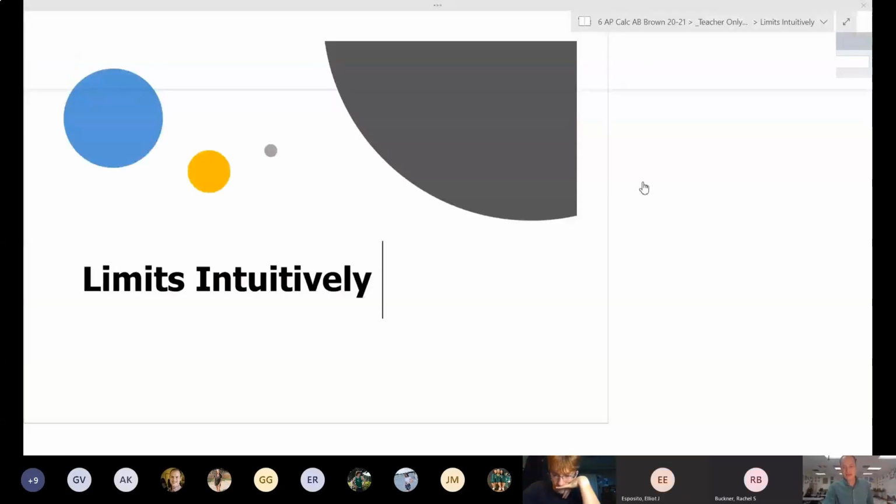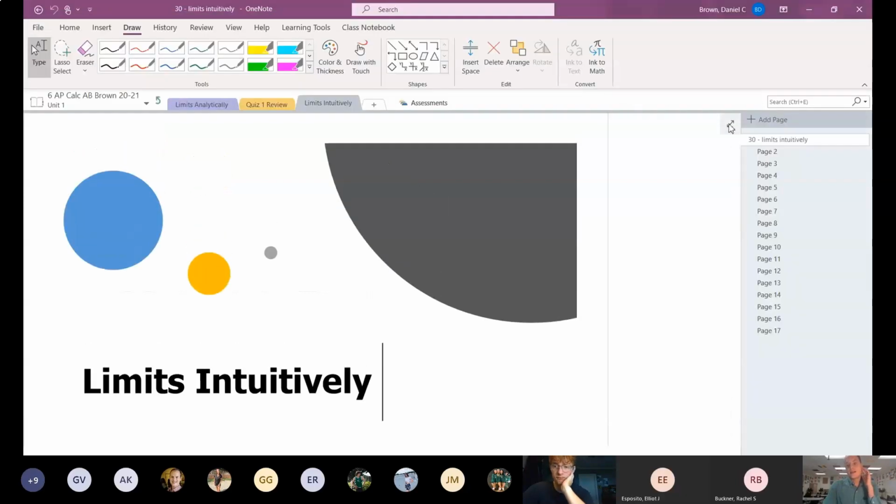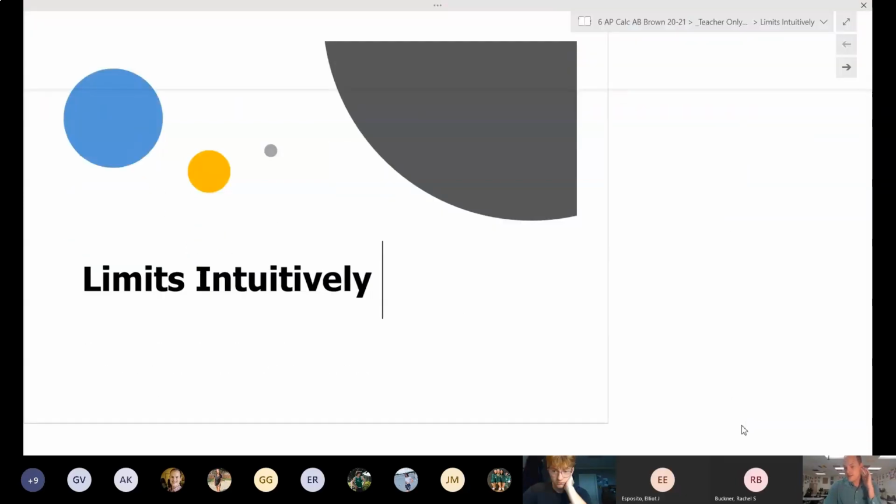So with that being said, let's go ahead and look at what we're doing today. We are going to be looking at limits intuitively. I will say this is usually students' least favorite way to do limits because usually there's no work, which you're like, oh, great, no work, but that also means there's a lot of thinking and conceptual and theoretical stuff going on.